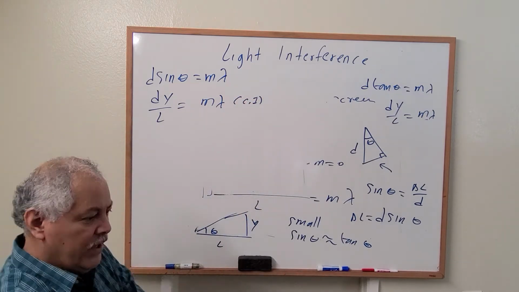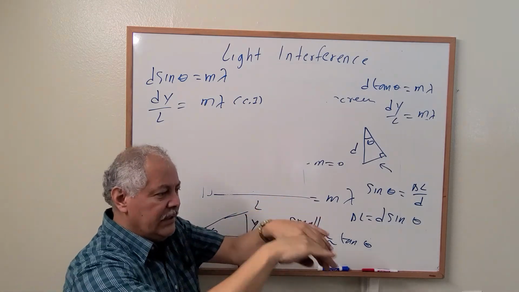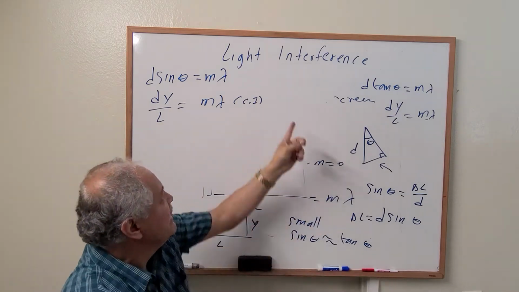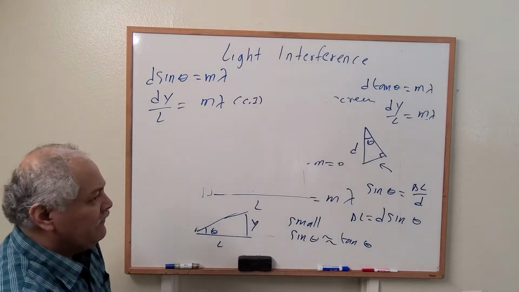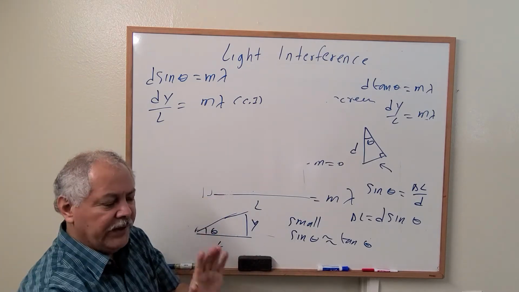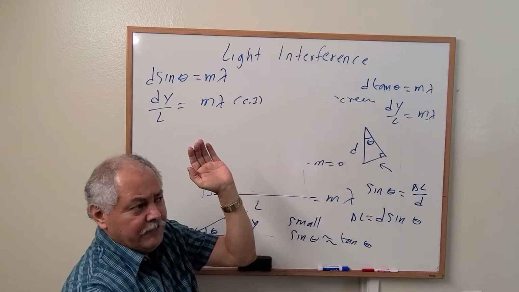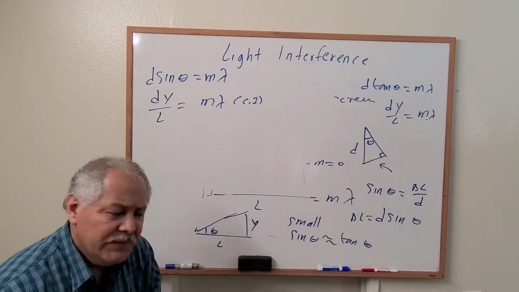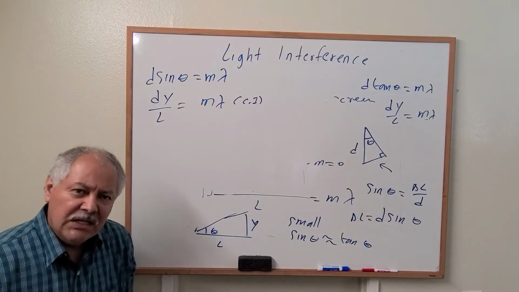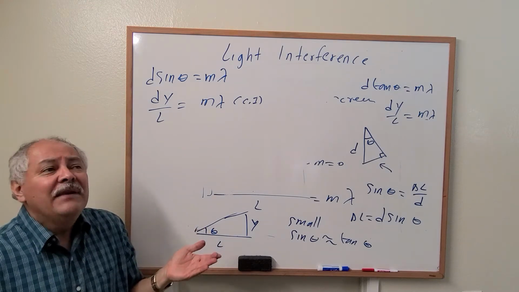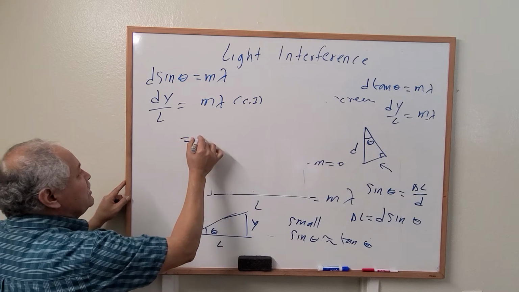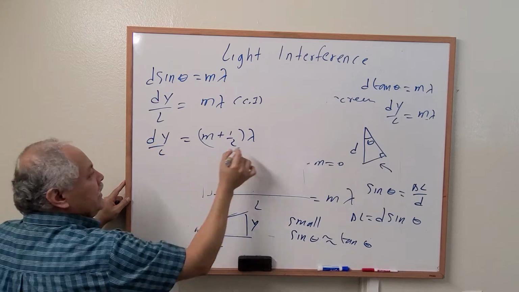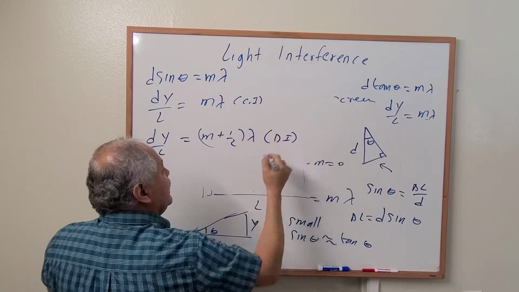Again, constructive is when these two waves are in phase, and they meet at the same time. Could be the peaks or the troughs at the same point. But what happens if the sources are out of phase and they meet? One is the peak and one is on the trough. So they are out of phase by 180 degrees. In that case, we create a destructive interference. And what is the difference? The difference is 1/2 lambda. Perfect. So then it'll be equal to m plus 1/2 lambda, again d y over L. In this case, we have destructive interference.